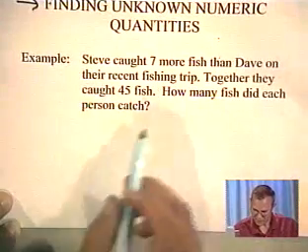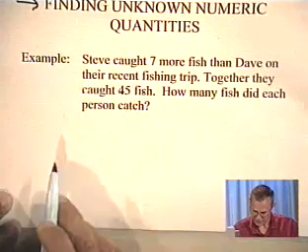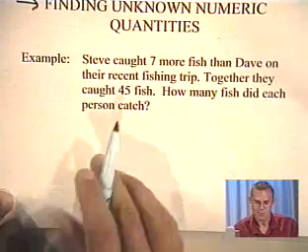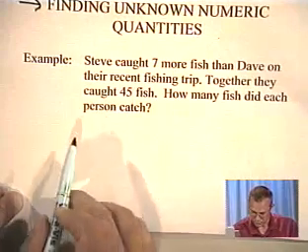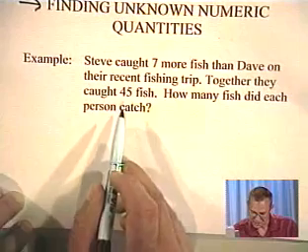Steve caught 7 more fish than Dave on their recent fishing trip. Together they caught 45 fish. How many fish did each person catch? Didn't catch them because 45 fish seems like an awful lot to me.